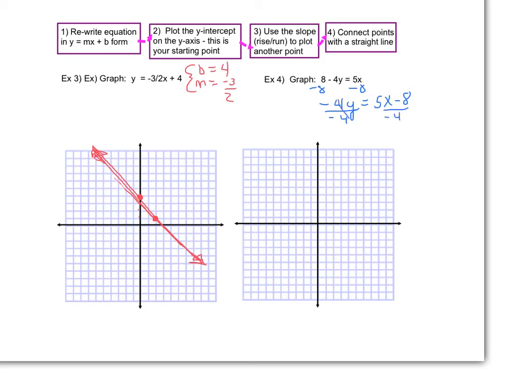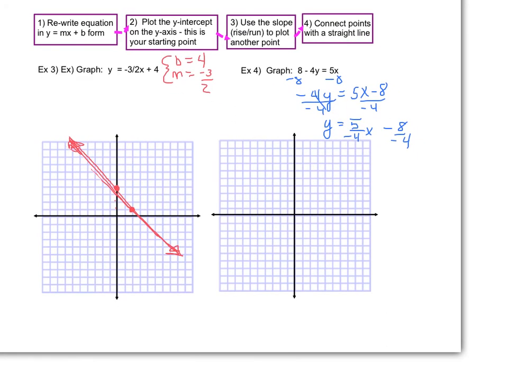Again, I'm going to take that extra step that we didn't take back in Unit 2, and I'm going to say that gives me 5 over negative 4x minus 8 over negative 4. Simplifying that just a tad, that's going to give me y equals negative 5 over 4x, because it doesn't matter where the negative is, but it just is a little bit nicer to have it on top. Negative 8 over negative 4 gives me a positive 2. So I can say that my b is 2 and my m, my slope, is negative 5 over 4.